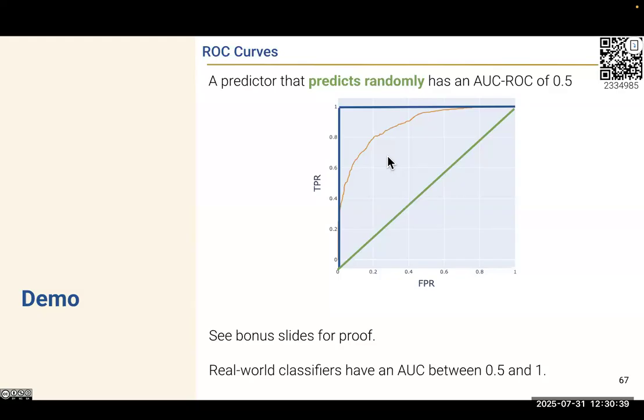So this ROC curve does two things. It helps you find a threshold, but also, if you look at the area underneath it, it helps you evaluate the performance of your classifier.